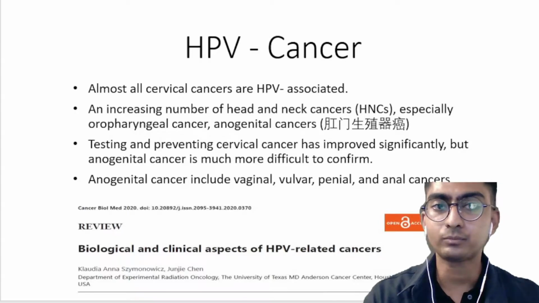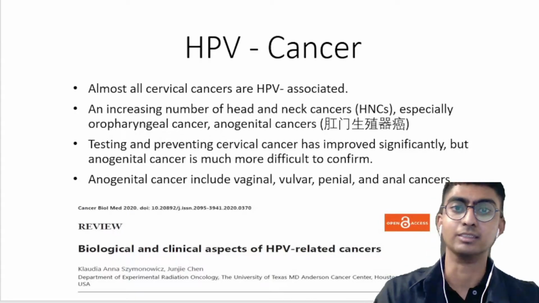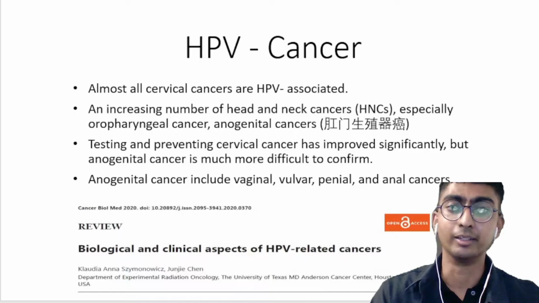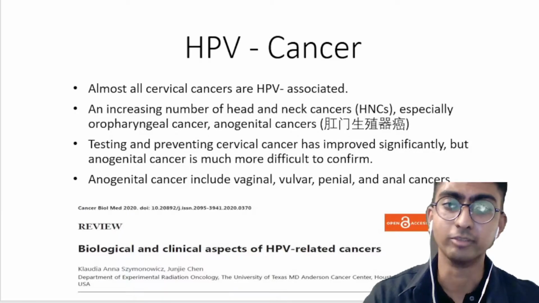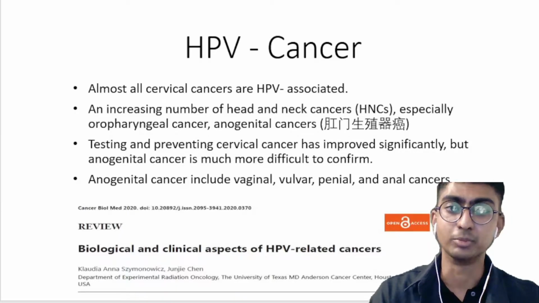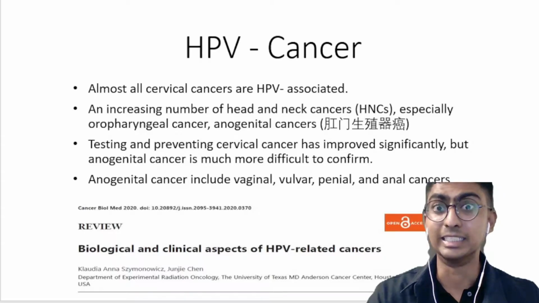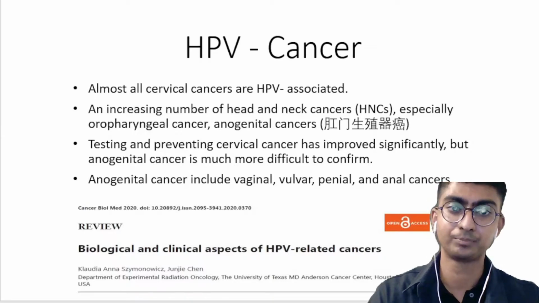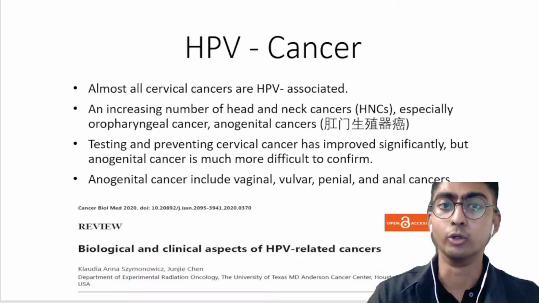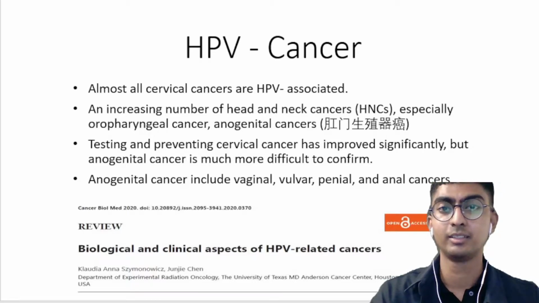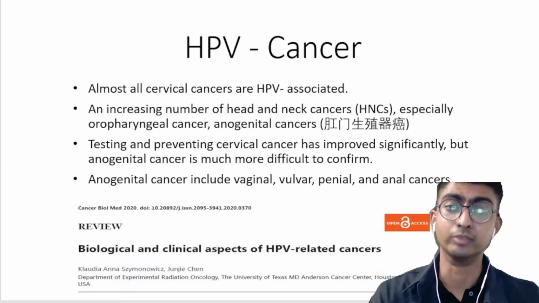So almost all cervical cancers are HPV associated, and almost all of them are associated with high risk HPVs. Specifically, HPV 16 and 18 are the deadliest. They are the most known to cause cervical cancer, but they are not as common. But if you are positive with these two, you have a very high risk of cervical cancer.